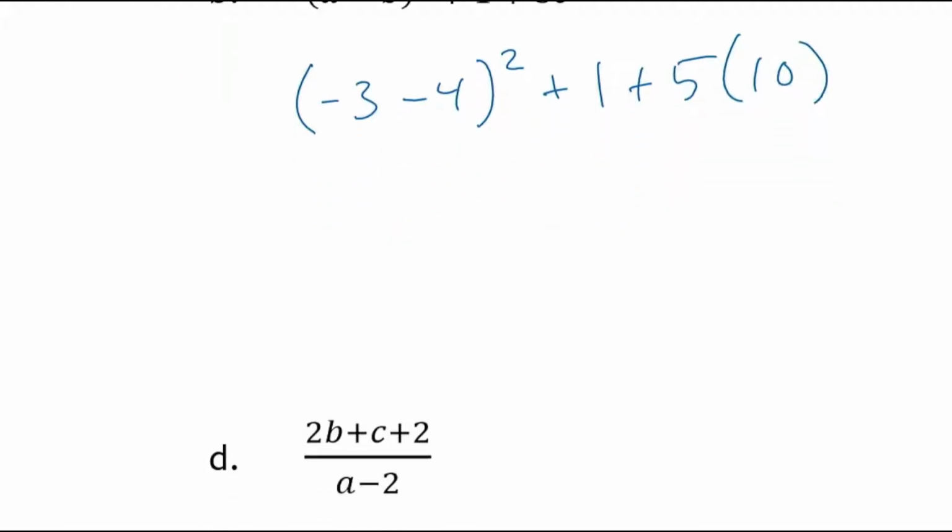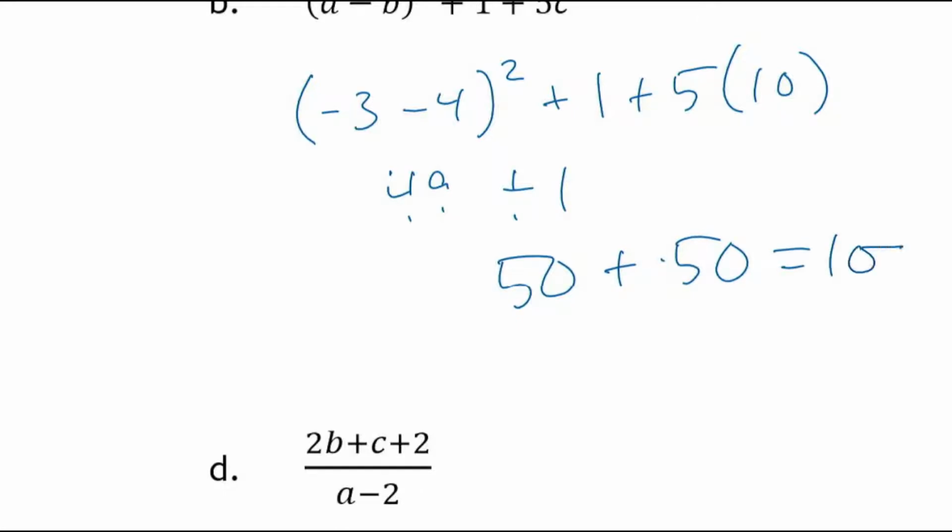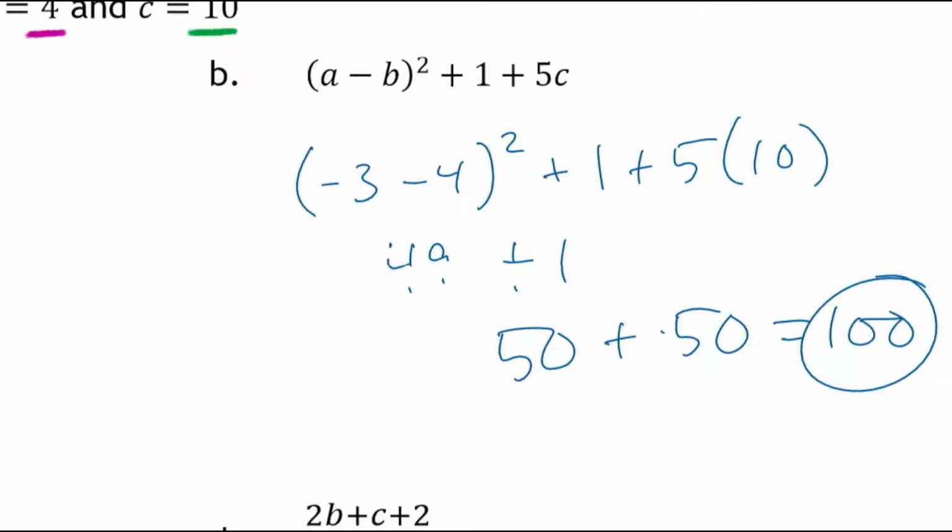The pen is not working right there. That's interesting. 49. 49 plus 1 is 50, and then I've got 50 plus another 50, 5 times 10, and I get 100. So when I plug those values into that expression, I got 100 out of it. And that's fun.